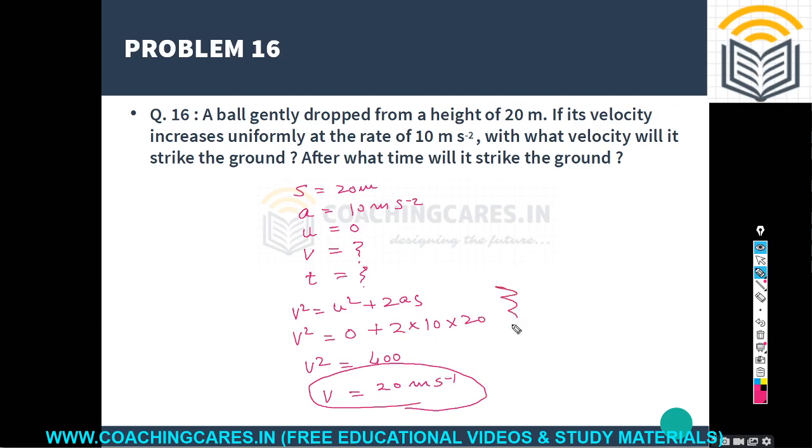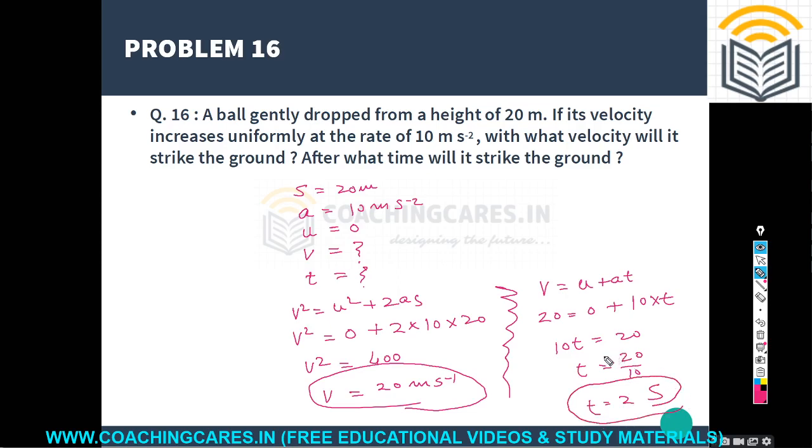Now it is asking the time. So time we can calculate: v is equal to u plus at. So we have 20, u already given, which is 0, plus a is 10, time we need to calculate. So 10t is equal to 20, so t is equal to 20 by 10, and the final answer is 2 seconds. So it will take 2 seconds to strike the ground.